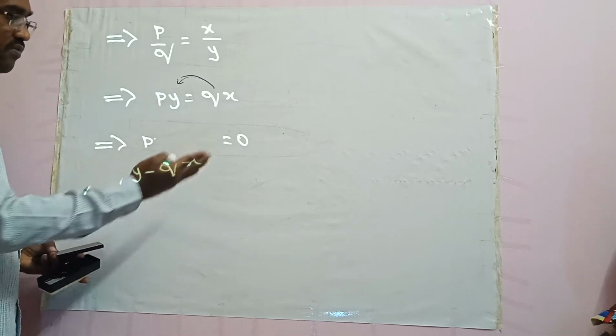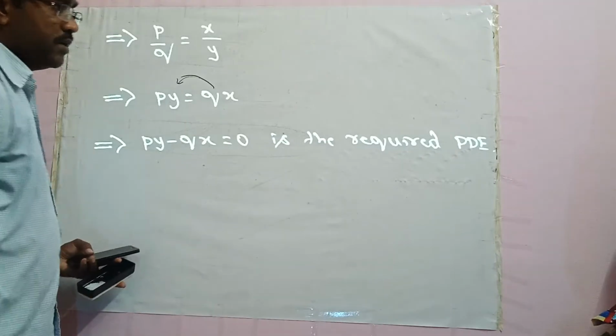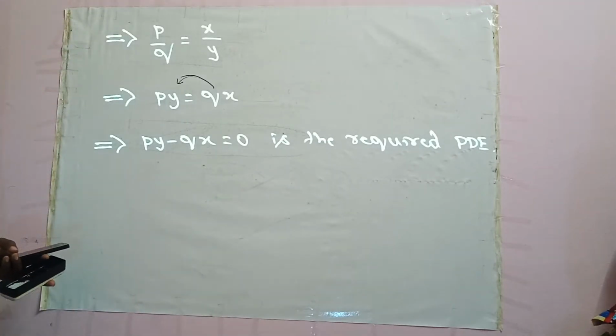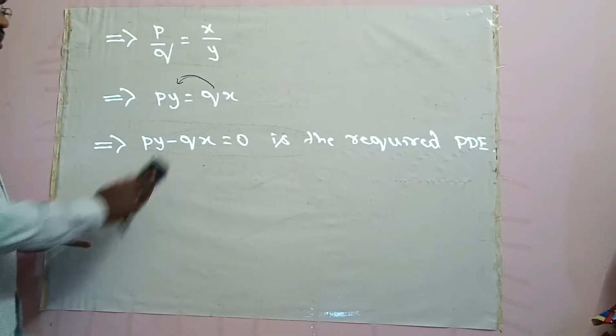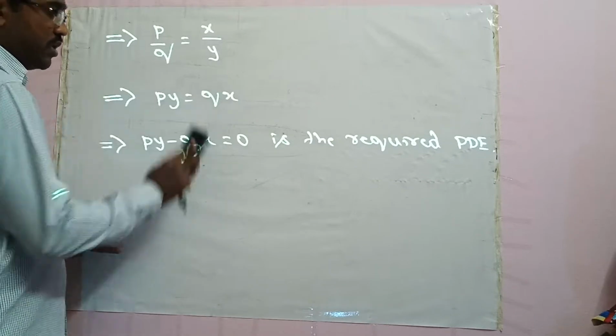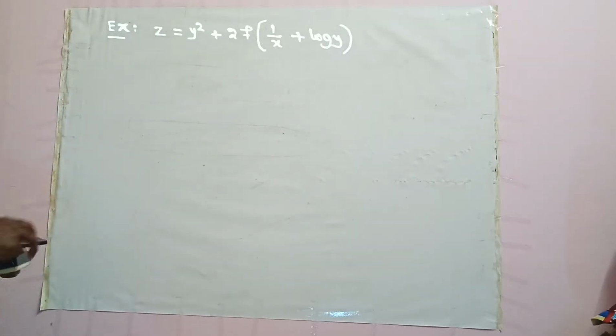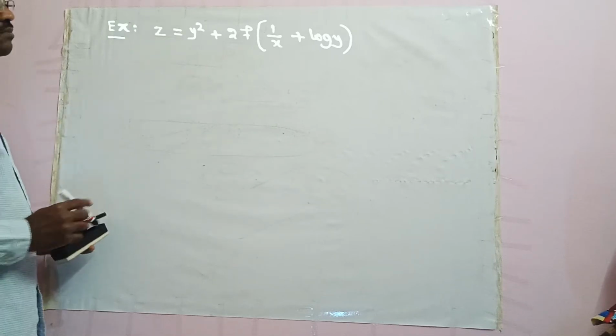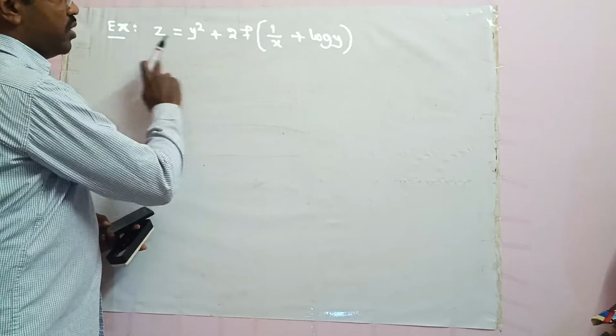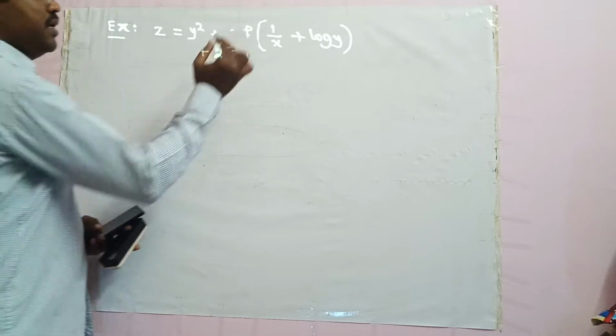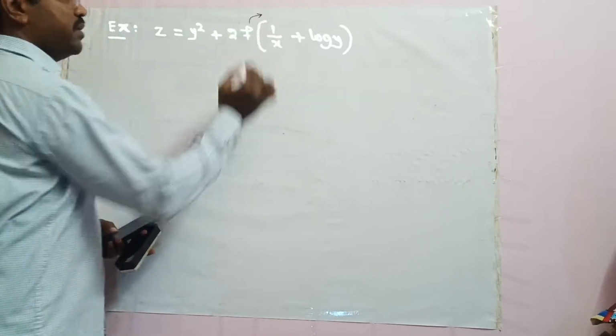See, there is no f. This is the required PDE. So we have eliminated the arbitrary function f from this equation to get our PDE. Now let us take one more problem. We need to form PDE by eliminating this function.